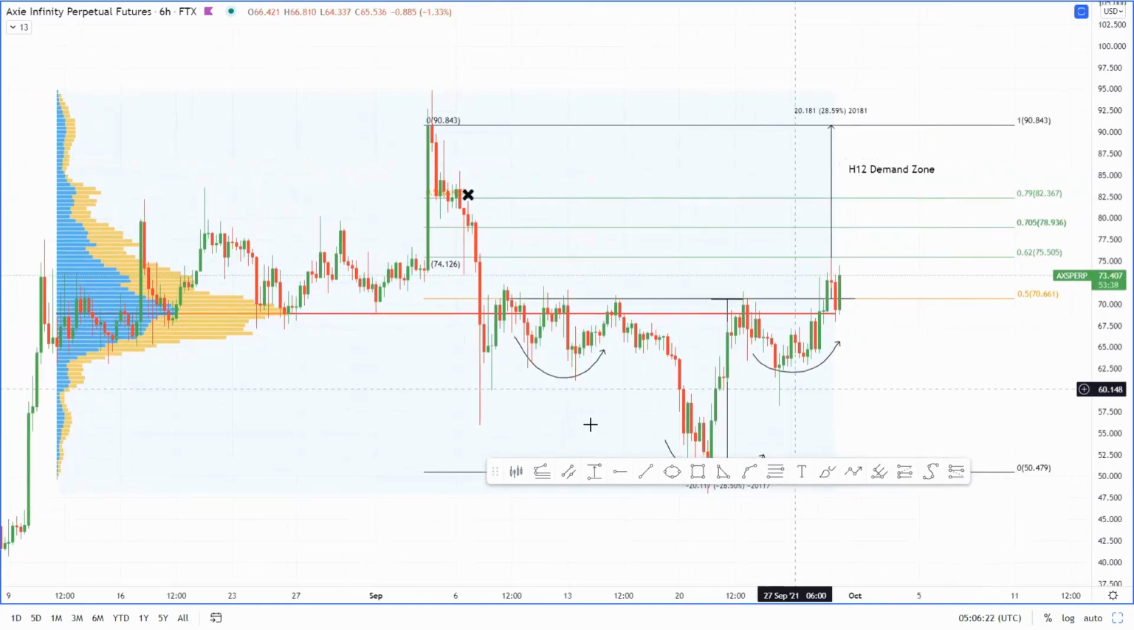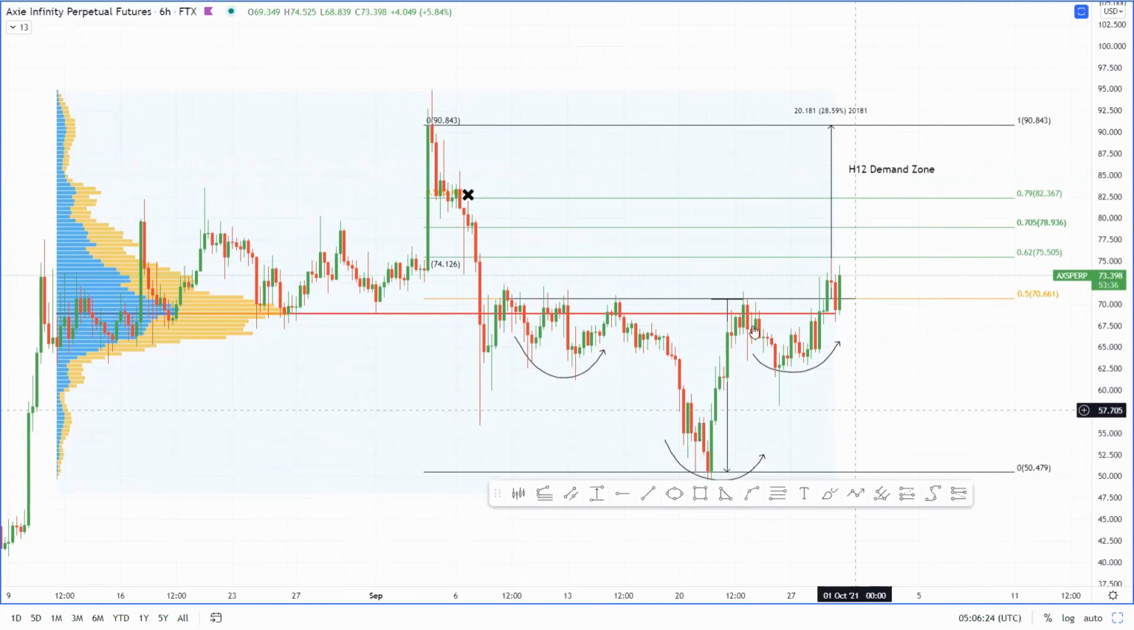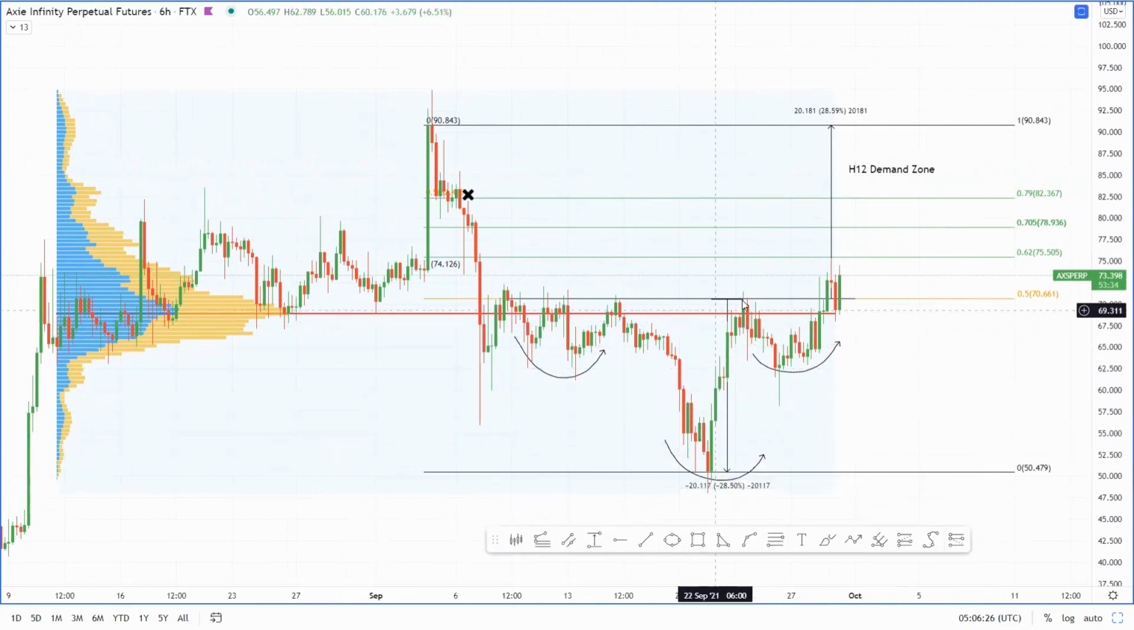And what do I expect, right? What's the theoretical target for this, right? The target is found by measuring the right side of the peak to the left valley, which gives you a 28% downswing, and add that distance to the breakout point or the neckline over here, which projects that Axie Infinity is due to hit $90, right?